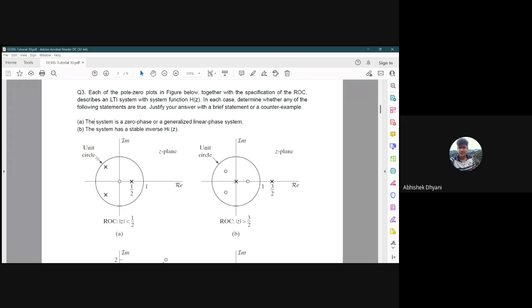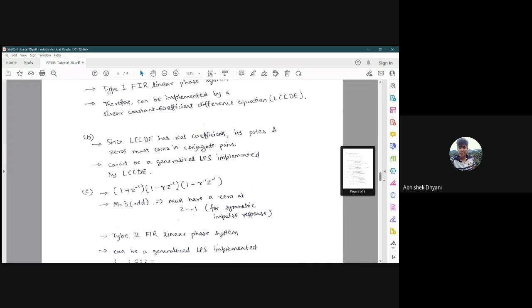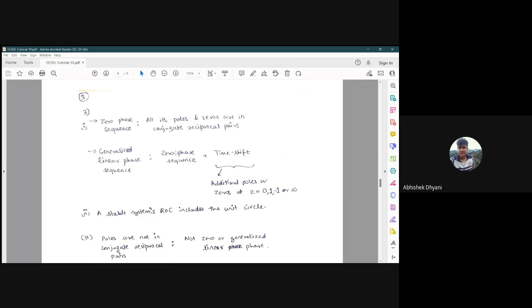Okay, so let's start with the first one. We see that there is one pole at z equal to 1/2 and 2. So one pair of complex conjugate poles, and there is a zero at |z| equal to 0, at the center of the unit circle. And so let's look at how we will justify these two statements, whether it is a zero phase or generalized linear phase system, and whether or not its inverse is stable.